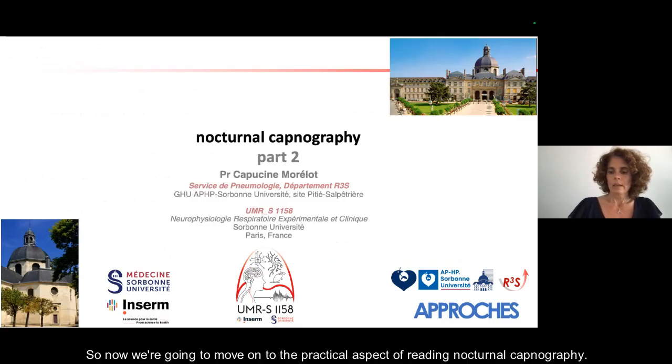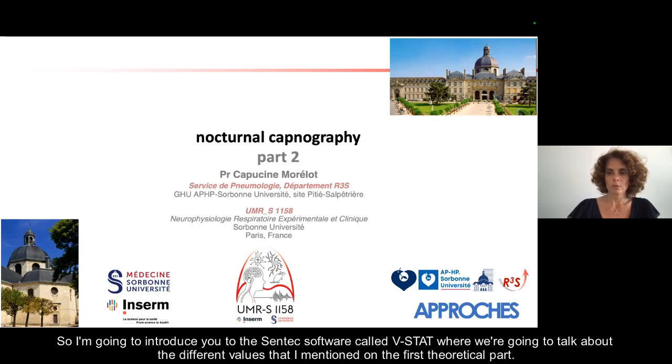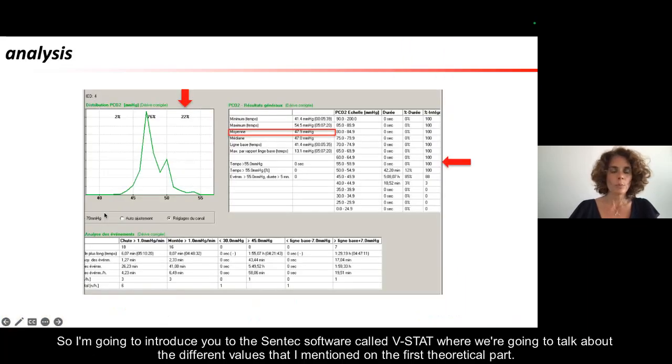So now we're going to move on to the practical aspect of reading nocturnal capnography. I'm going to introduce you to the Centec software called VStat, where we're going to talk about the different values that I mentioned in the first theoretical part.